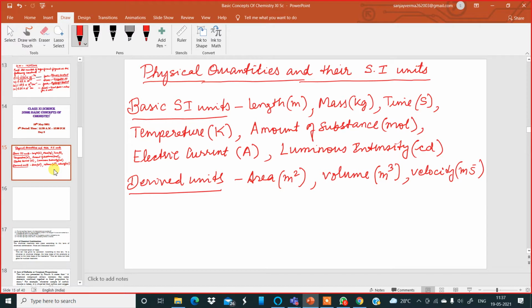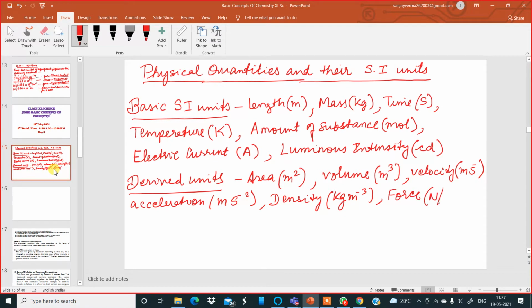Then there is acceleration. Acceleration is meter per second square. Then we have density. The SI unit of density is kg per meter cube. The next one is force. Force is Newton, or you can write kg meter per second square.